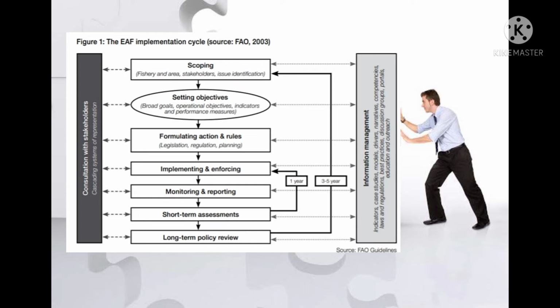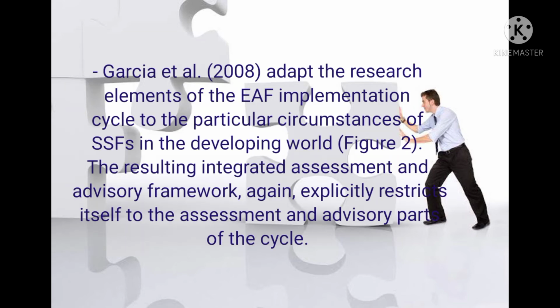Each element is connected on the left side with consultation with stakeholders, cascading by systems of representation. On the right side, it is under information management: indicators, case studies, models, drivers, narratives, competencies, laws, regulations, best practices, discussion groups, portals, education, and outreach.